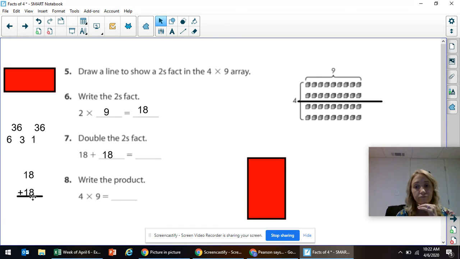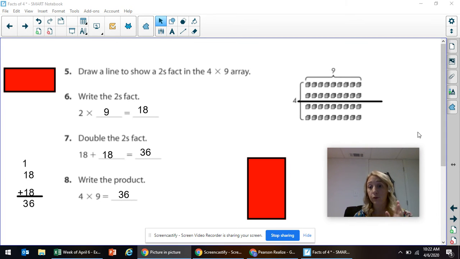And down here is our 18 plus 18. 8 plus 8, 16. You put your 6 down and you carry your 1. Now add our tens. 1, 2, 3. You should have gotten 36. So then 18 plus 18 equals 36. So it's the same thing as above. 4 times 9 equals 36.